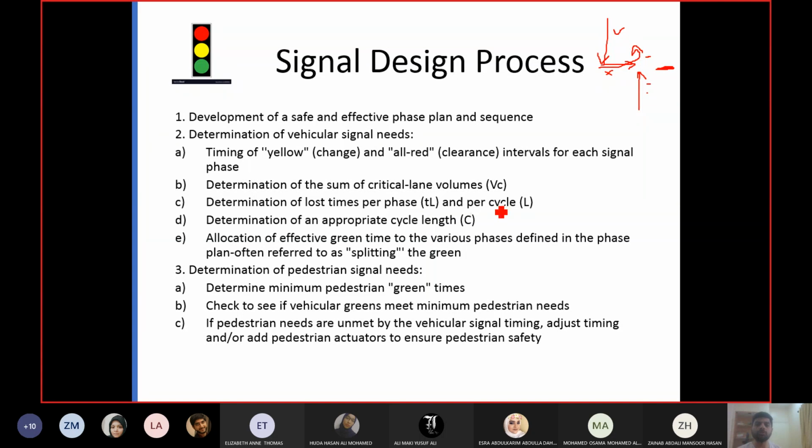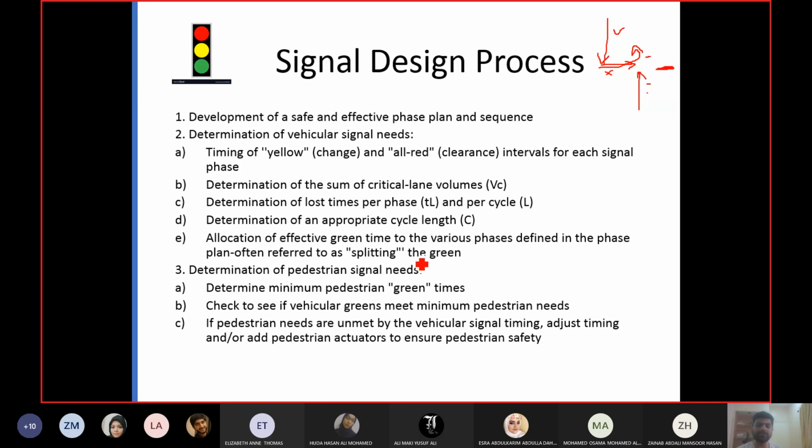N into TL will give you the total loss time in the whole cycle, L. Okay, so find out the loss time for each phase, multiply by the number of phases, and you get the loss time for the whole cycle. Then find out the appropriate cycle length using the C desirable equation. If you remember, there were two equations, one for minimum, one for desirable. You will use the desirable one here.